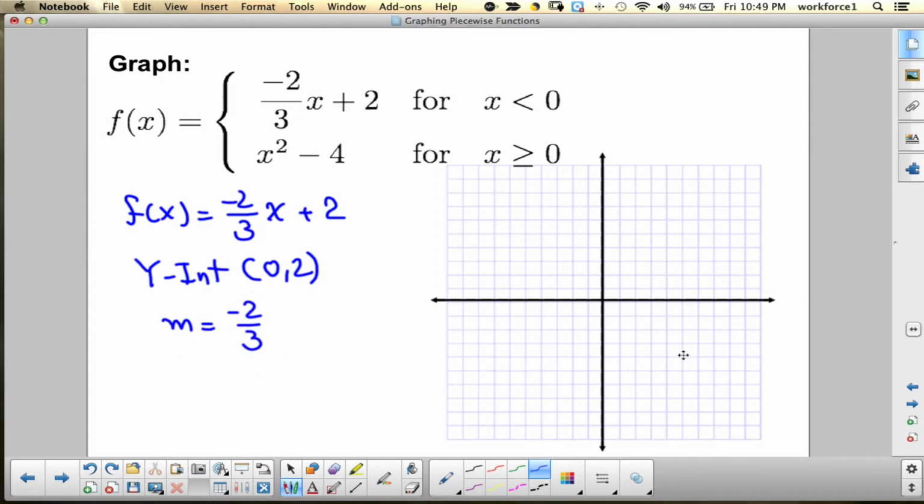And a slope of negative 2/3. So we're going to start at 0, 2. Since the slope is negative 2 over 3, we're going to go 2 units down and 3 units to the right. And then we're going to connect, and we're going to extend.